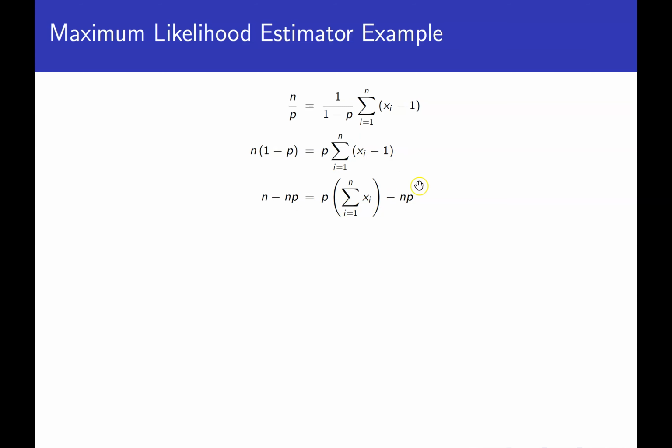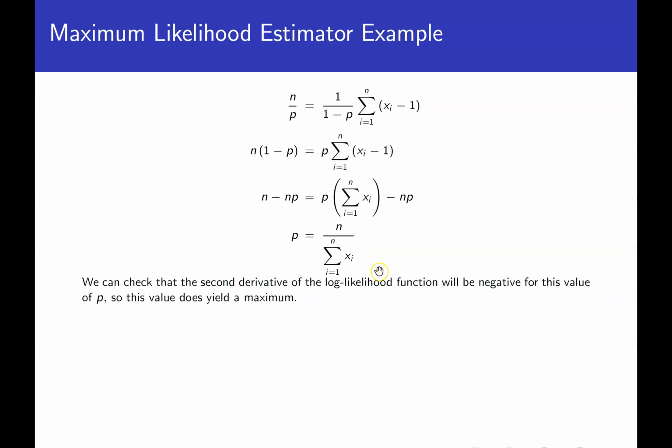It was a little weird to get there algebraically, but notice that we have minus nP on both sides, so those are just going to cancel out. If you solve for P, you get n over the sum of the X_i's. If you look at this a bit more closely, we notice that that is the reciprocal of the sample mean. P is 1 over the sample mean in this case. Or the mean is 1 over P.